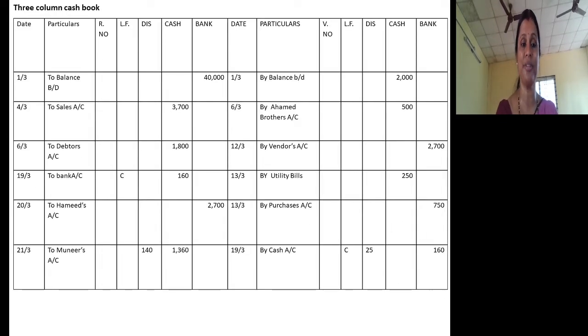We know the format of the three-column cash book which we studied in the last two sessions. See how I recorded the cash balance. I recorded it on the credit side because it is clearly given as a credit balance. So, by balance brought down 2,000. As far as bank is concerned, they have not specified whether it is debit or credit. If that is the case, we should treat it as a debit balance. So, to balance brought down 40,000.